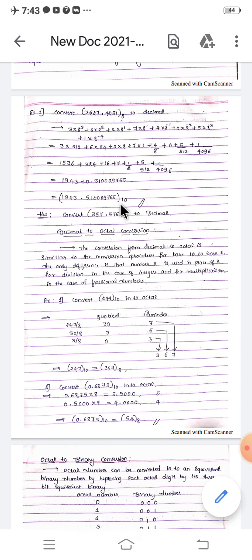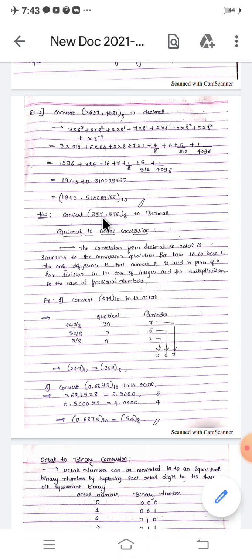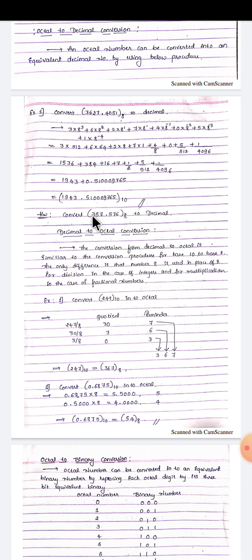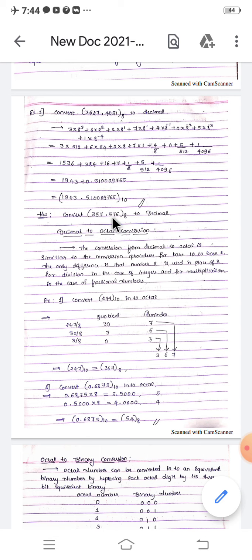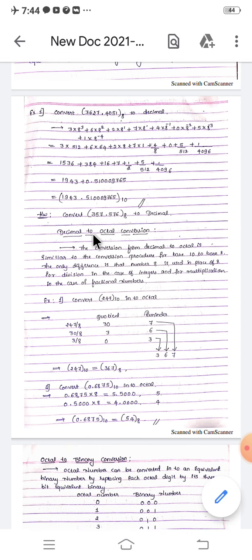So this example is the same as your binary to decimal, but instead of 2 we have to take 8, that is, the octal number. Okay, take this example as homework: 357.57682. Easy. 0, 1, 2, so 8 raised to 2 first, then minus 1, minus 2, minus 3. Calculate, no?